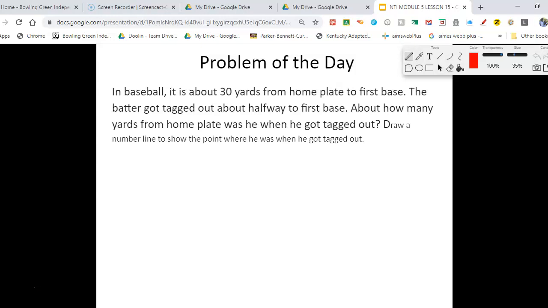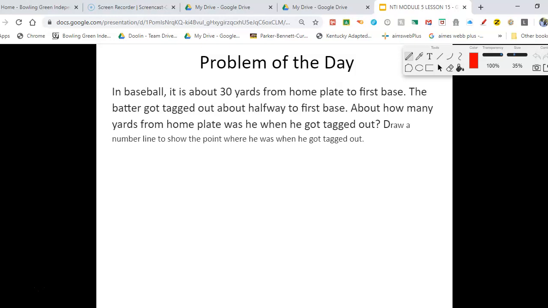You have this problem of the day in your packet. So find that in your packet and let's read it together. Everyone ready? Read. In baseball, it is about 30 yards from home plate to first base. The batter got tagged out about halfway to first base. About how many yards from home plate was he when he got tagged out? Draw a number line to show the point where he was when he got tagged out.